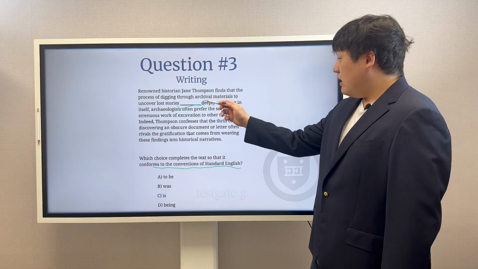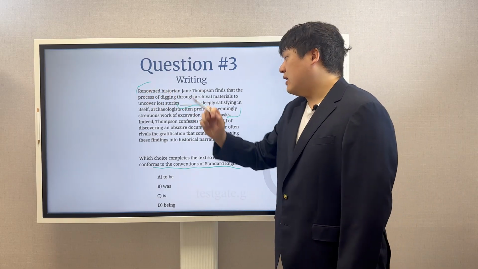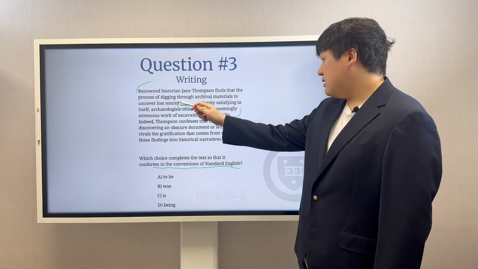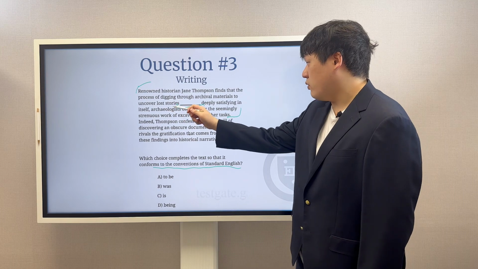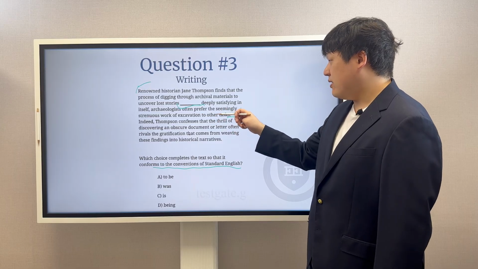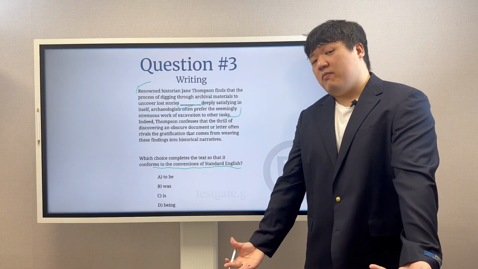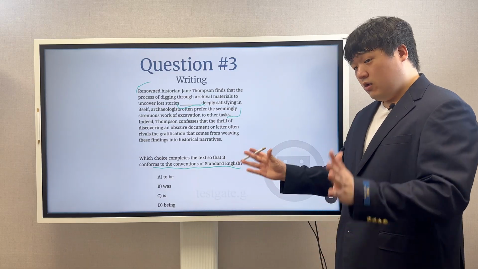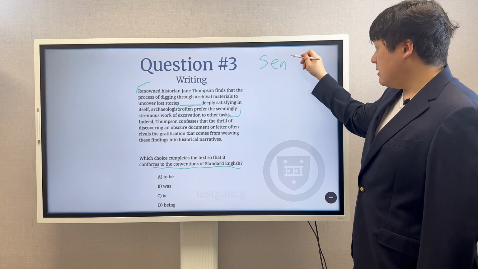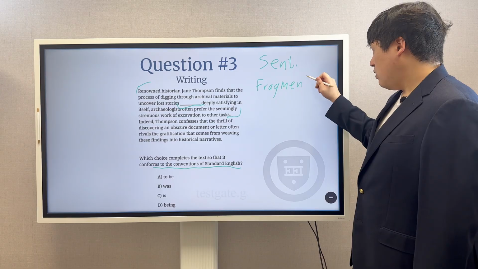This one, however, is a bit tricky because before and after is quite a long sentence. So you'll have to read all of this. Renowned historian Jane Thompson finds that the process of digging through archival materials to uncover lost stories, blank, deeply satisfying in itself, comma, archaeologists often prefer the seemingly strenuous work of excavation to other tasks. So, a lot of big words, it can sound a bit confusing. Stop, break it down into its grammatical parts. What does that mean? We're looking for sentences, and we're checking if the sentence is a fragment or a clause.